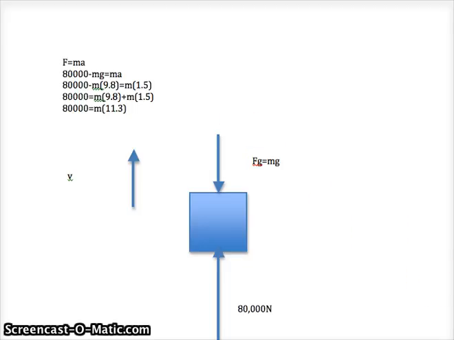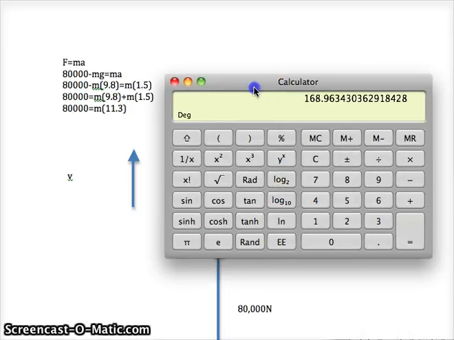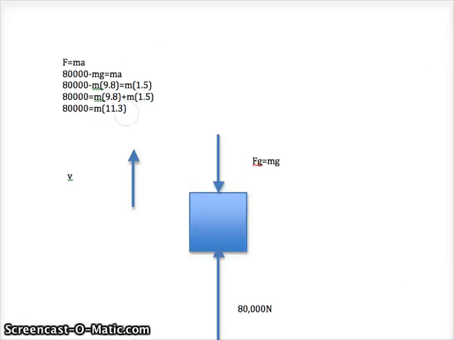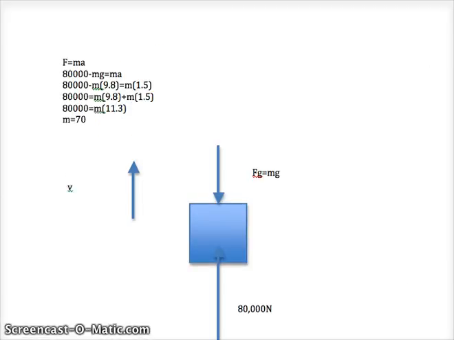So if we want to find out the mass we need to divide, we take 80,000 divided by 11.3, not 1.3, and that gives us 7079. 7079 kilograms. And there we have it.